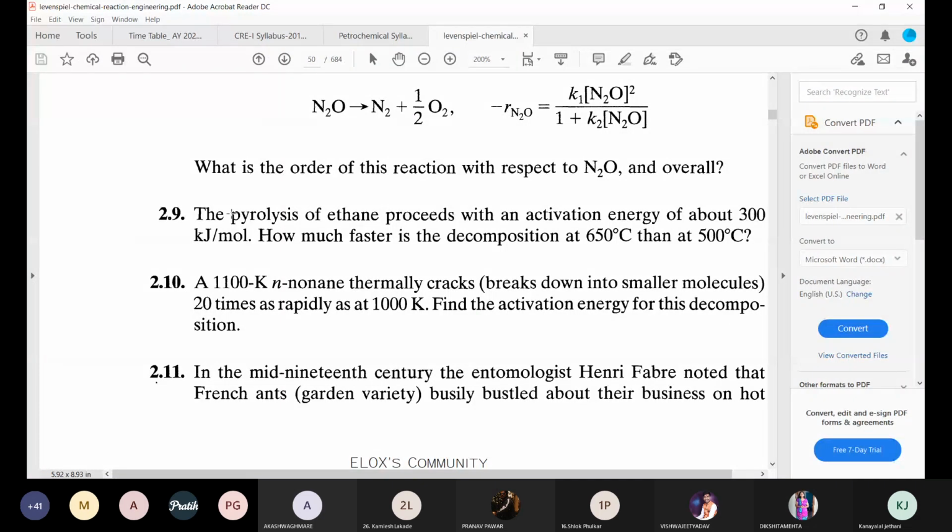ये पूरा 2.9 का उल्टा है, right? So यहाँ पर दिया है कि it is 20 times faster at 1100 Kelvin compared to 1000 Kelvin, and we have to find activation energy. यहाँ पर दिया था एक्टिवेशन एनर्जी, हमारे को टाइम्स निकालना था, यहाँ पर एक्टिवेशन एनर्जी निकालना. So it's reverse of the previous problem. एक्टिवेशन एनर्जी निकालने का रेट, कंपैरिजन ऑफ रेट्स R2/R1 दिया हुआ है.